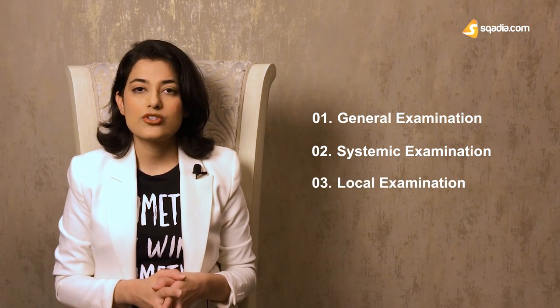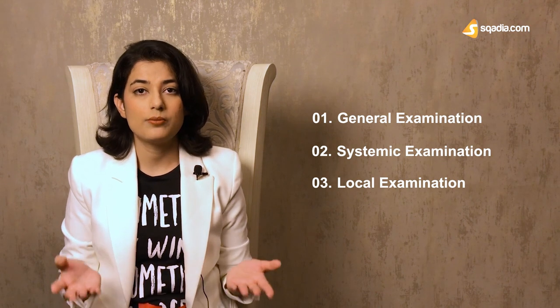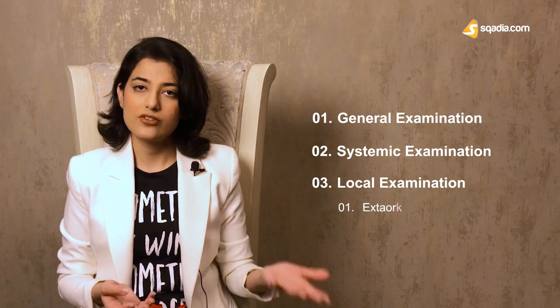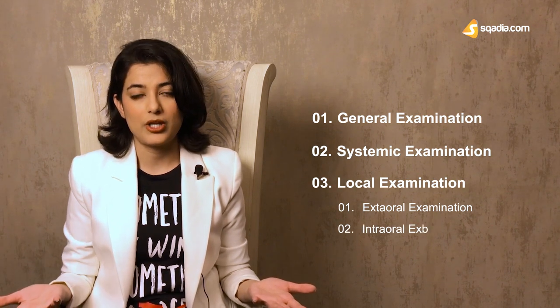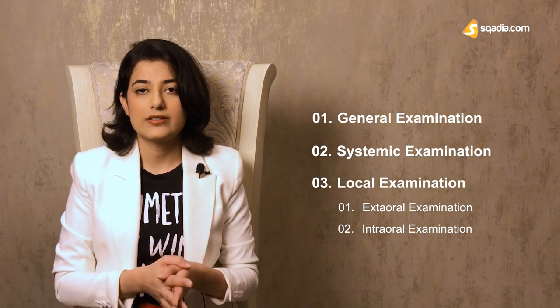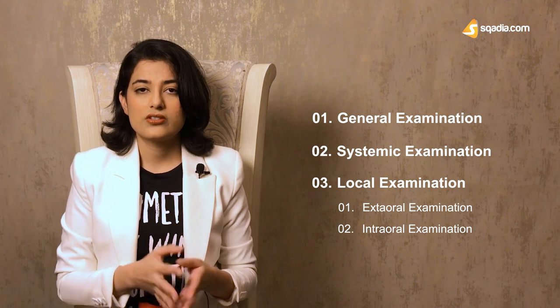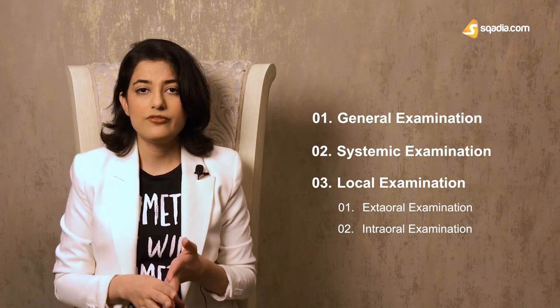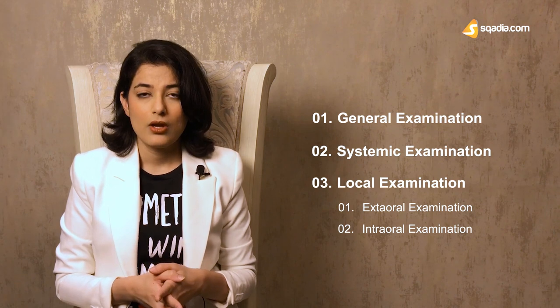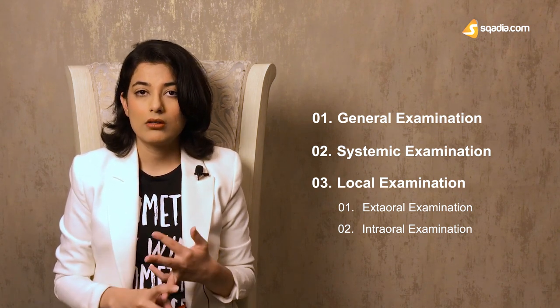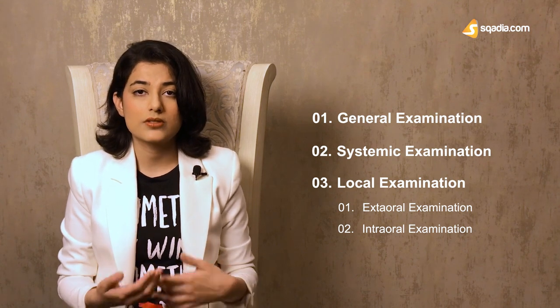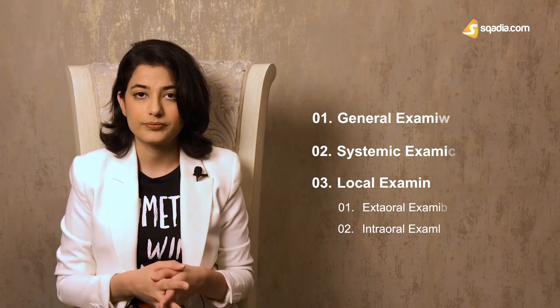The local examination is further divided into two subdivisions. First one is the extraoral examination, which is our main topic, and second is the intraoral examination. In the extraoral examination, structures such as jaws, muscles, lymph nodes, etc. are observed, while in the intraoral examination, structures such as teeth, tongue, soft tissues like gums, palate, etc. are observed. The examination has four steps.